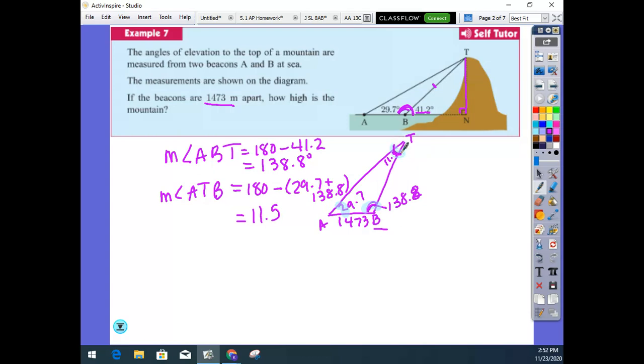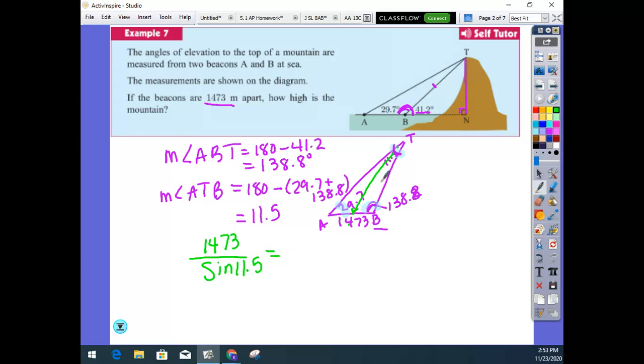As soon as I know this angle, notice I have an angle and a corresponding side. So I can use my side, 1473, over sine of my angle, corresponding side and angle. That's going to equal, remember we want to find this side here. Let's just call this x. x is across from sine of 29.7.